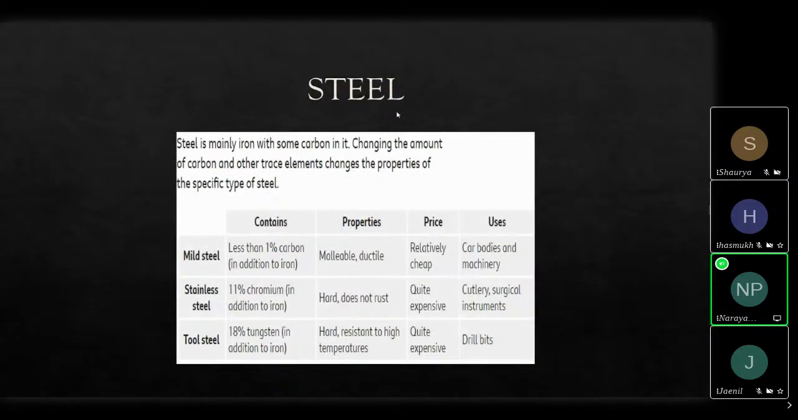So steel is mainly iron with some carbon in it. Changing the amount of carbon and other trace elements changes the properties and gives specific types of steel. Mild steel and stainless steel are very common, and then we have tool steel, which is used in cutting tools.